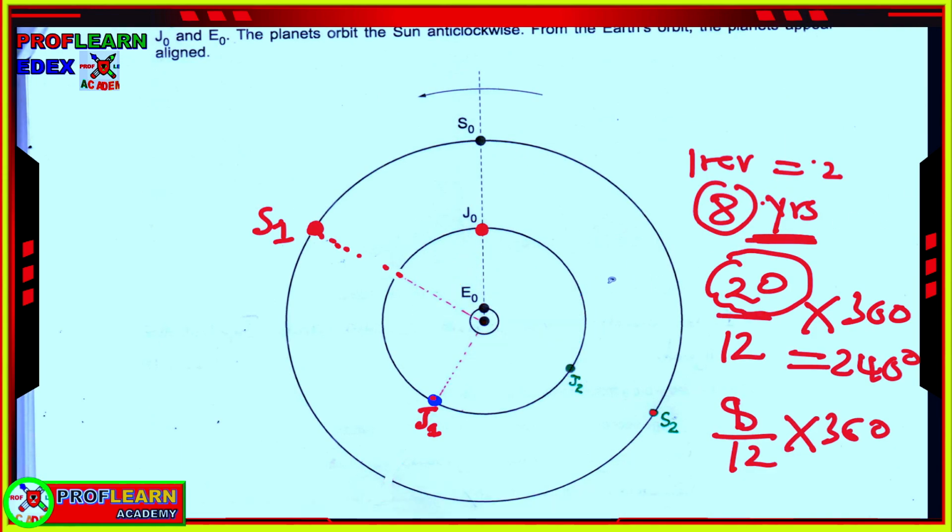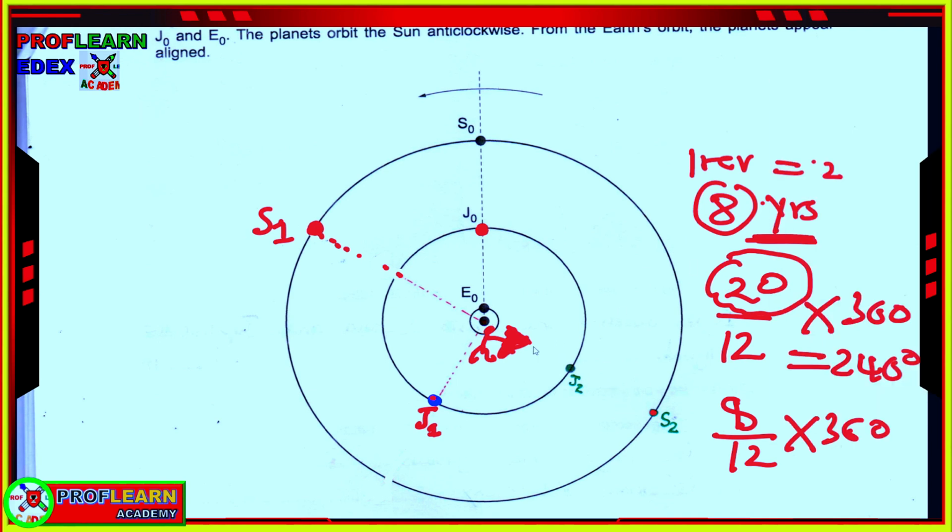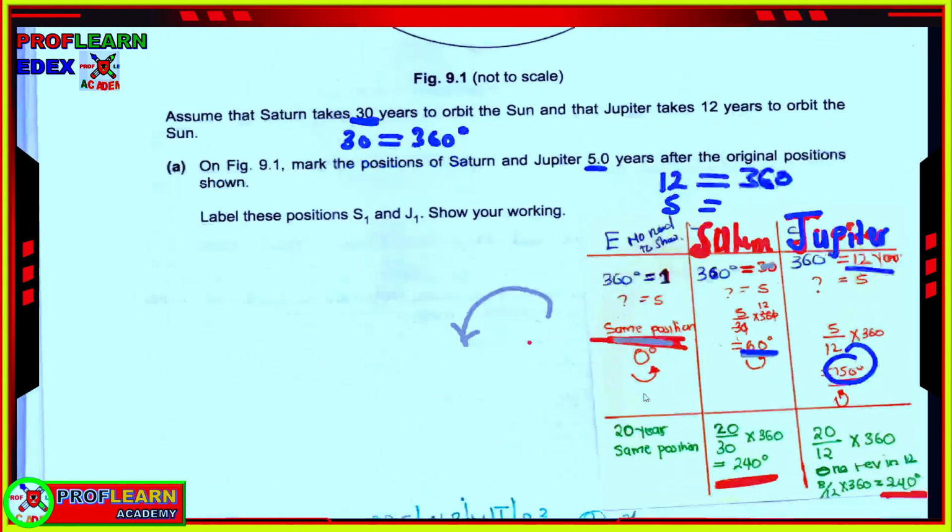Which means that it will also be observed that Jupiter is in front of Saturn. When an astronomer is observing using a telescope, he will observe that Jupiter is in front of Saturn. Yeah, the observation will be they are aligned, or Jupiter is in front of Saturn. Basically, that's what you are supposed to do in that question.